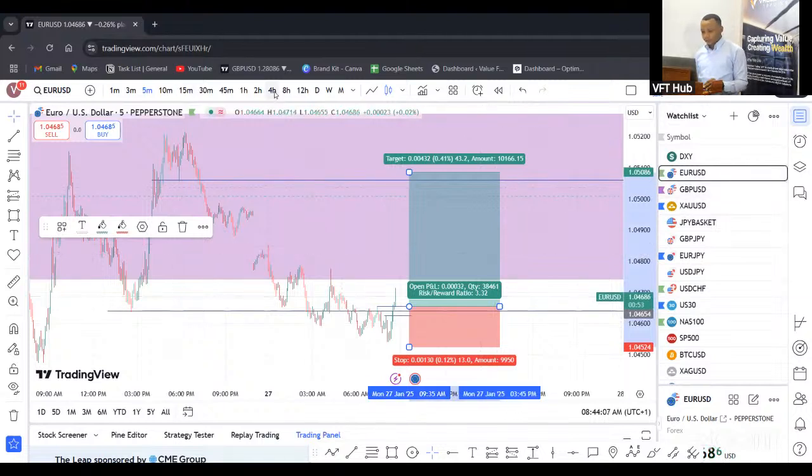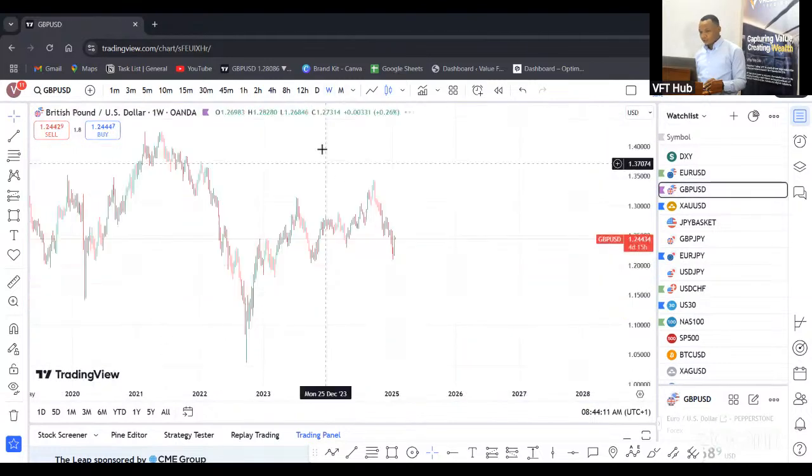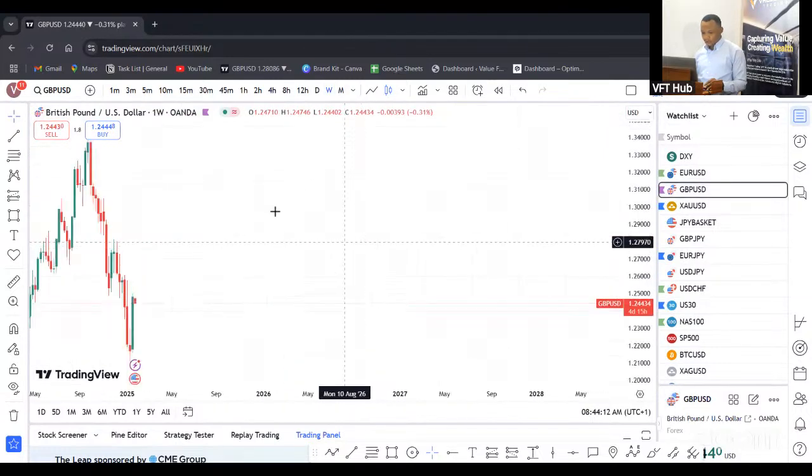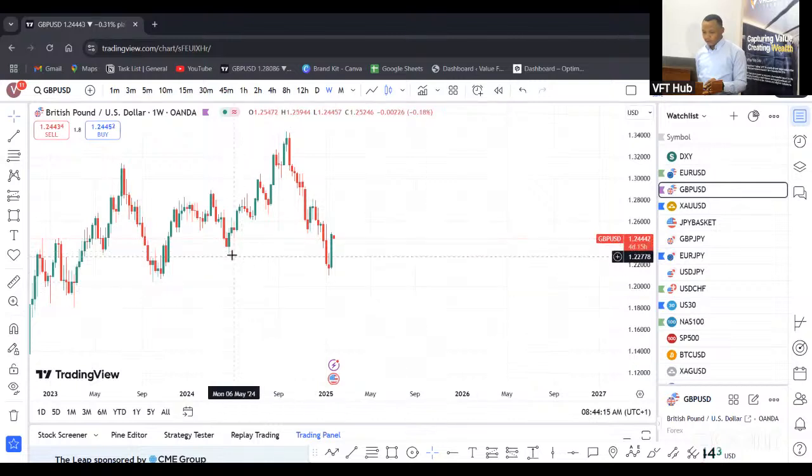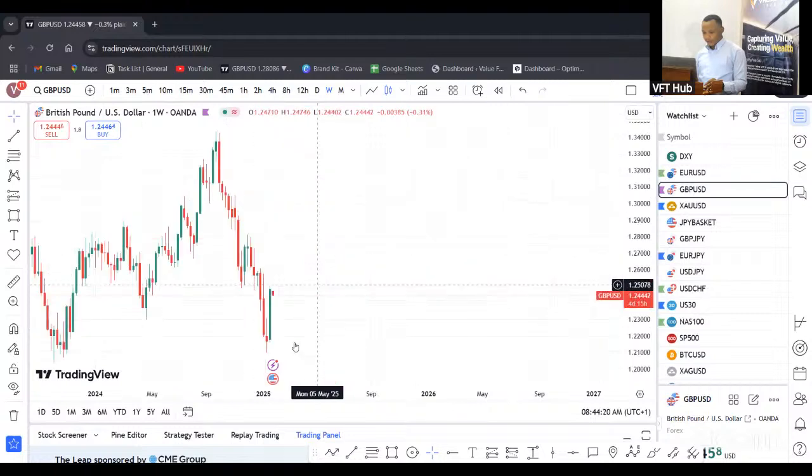All right, so let's move over to GBP USD. On GBP USD, looking at the weekly time frame, of course, we've seen that clear break of structure. Price has already taken another liquidity at this level right here. And that trend started from here.